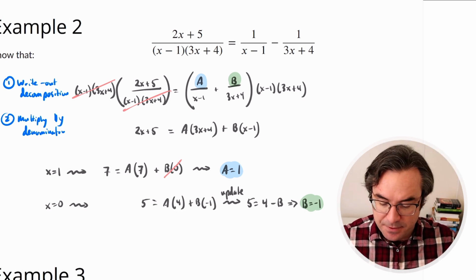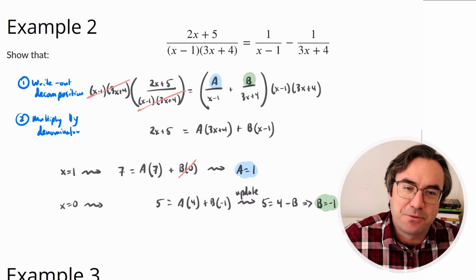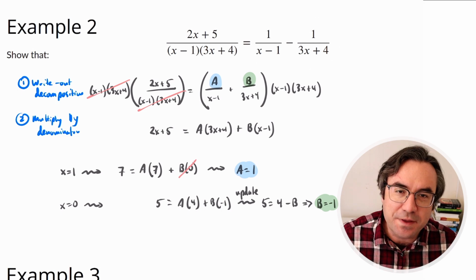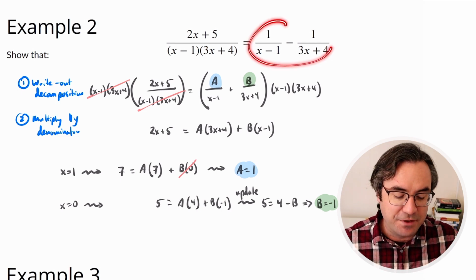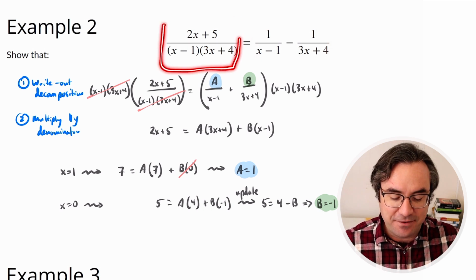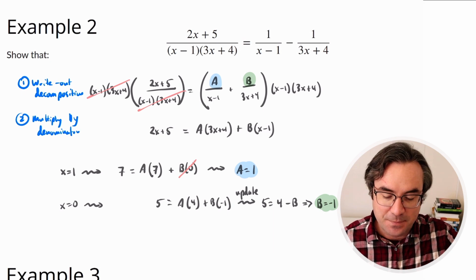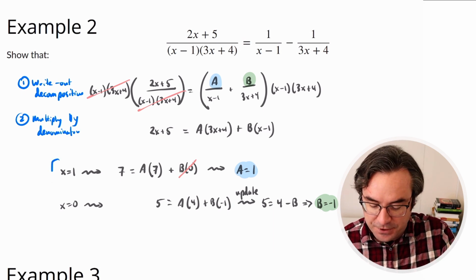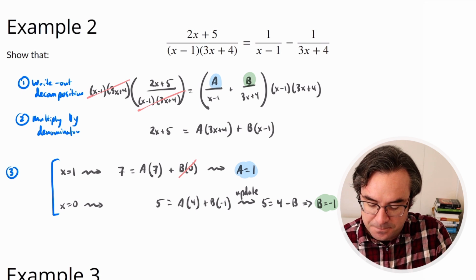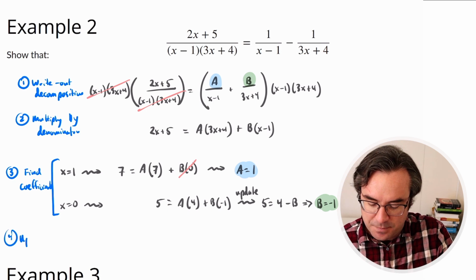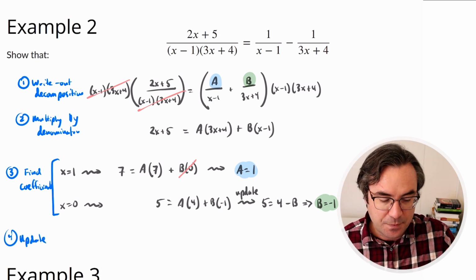So then the last step is just make sure you write out the actual decomposition. So we were proving this. Normally, we don't have this part. Normally, we just have the fraction, and then we're trying to get the decomposition. So once we've found the coefficients, we just want to make sure we update our formula.